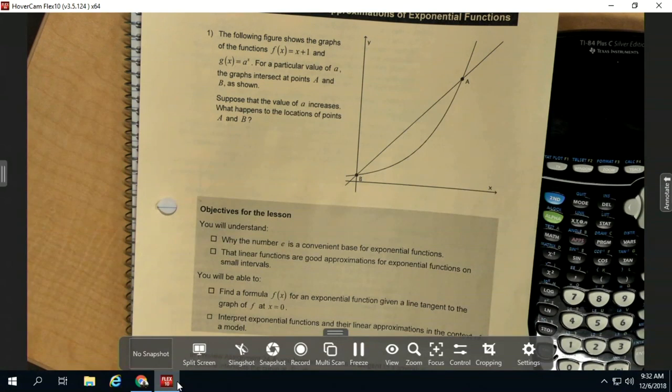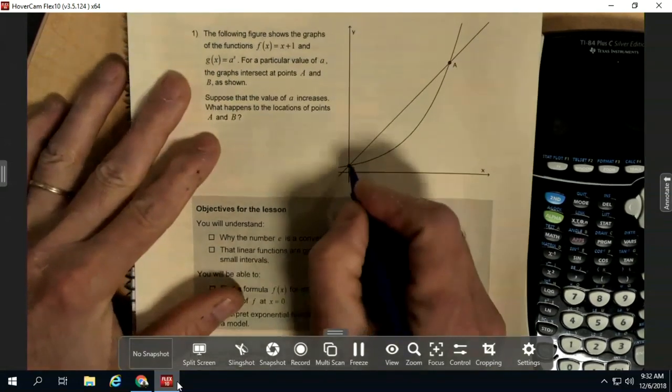So, here is a graph. The curved line is a graph of some value A to the x. The straight line is a graph of a line x plus 1. Question 1. What is the intercept of that line? What is this point right here? Coordinates of this point right here.